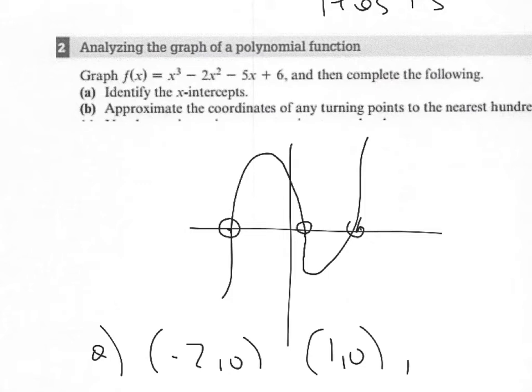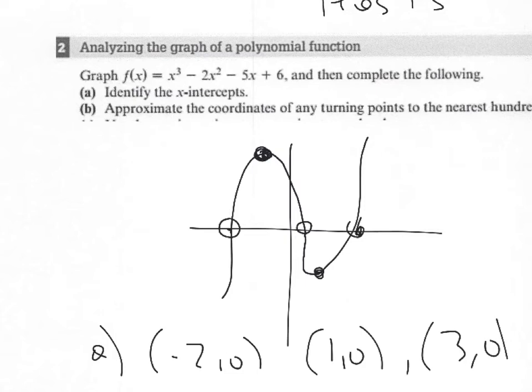And the last one over here will be (3, 0). Okay. Part B, approximate the coordinates of any turning points to the nearest hundredth. So the turning points are over here. That's one turning point, and that's a second turning point.